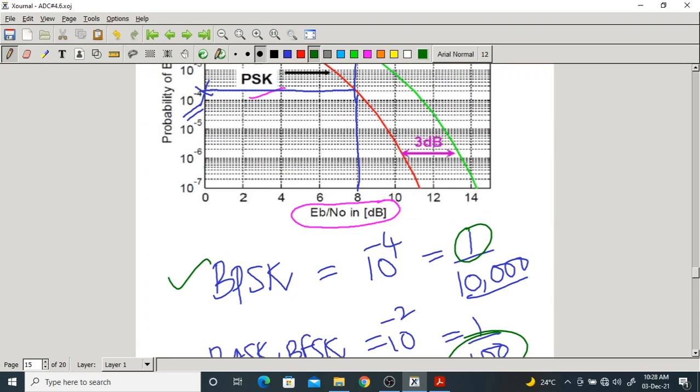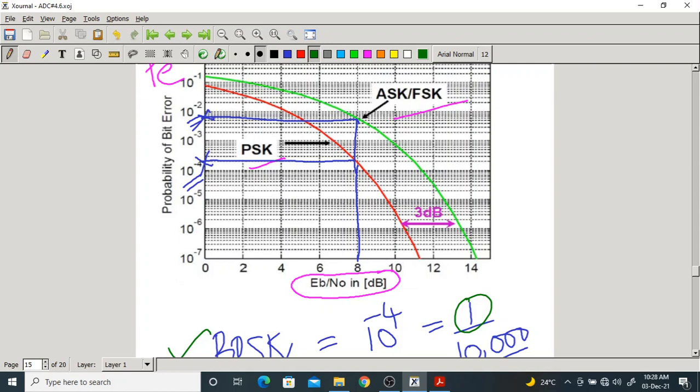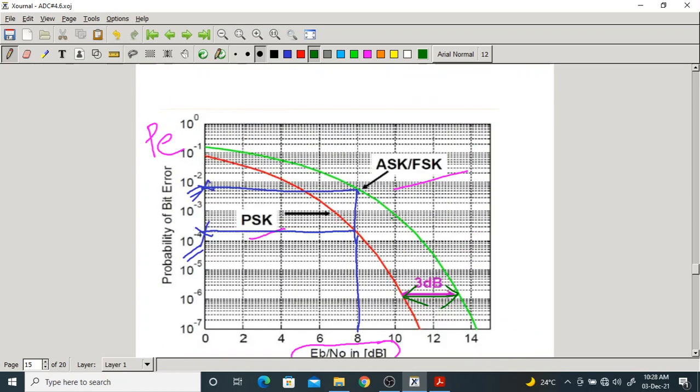Now they have a difference of 3 dB. What is this gap? This gap may decrease, but more or less this is 3 dB. Now this is a very very important simulation. This is the probability of error versus EB by N naught.